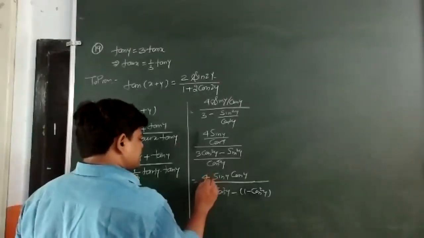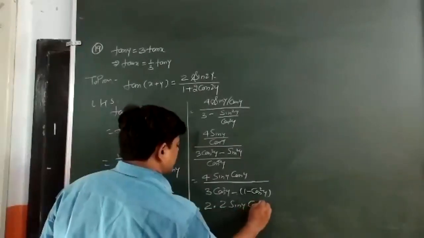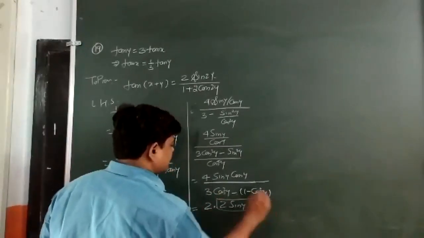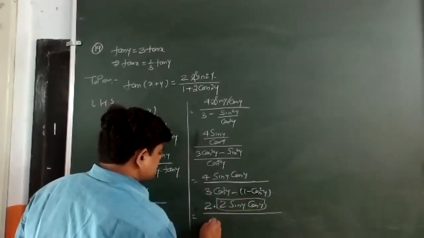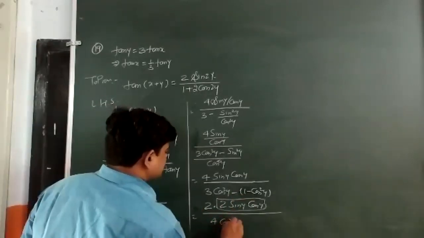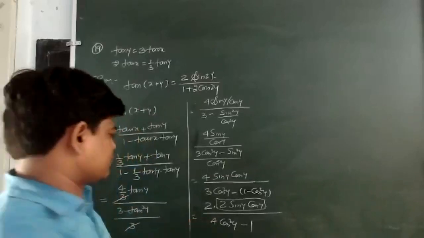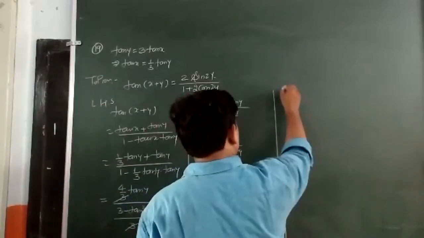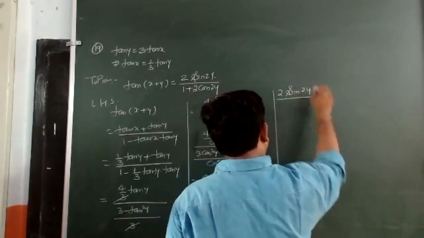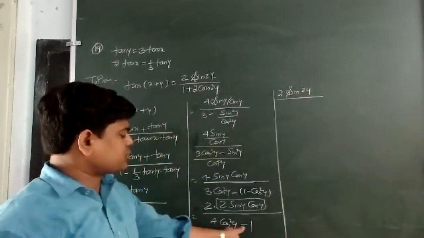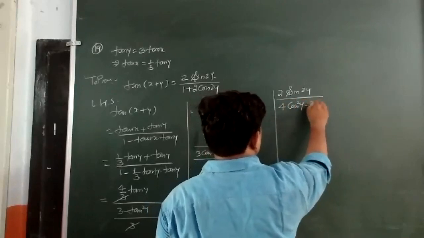Now, you will see that 4 can be written as 2 into 2 sin y cos y, because this one will be written as sin y. And in the denominator, what will happen? Minus will be plus. So I have 4 cos square y minus 1. In the numerator, I get 2 sin 2y. In the denominator, it is 4 cos square y. I'm writing one line here: 4 cos square y minus 2 plus 1.